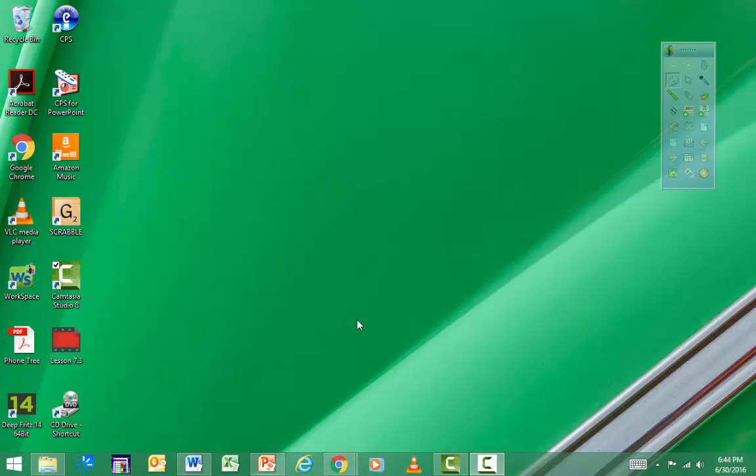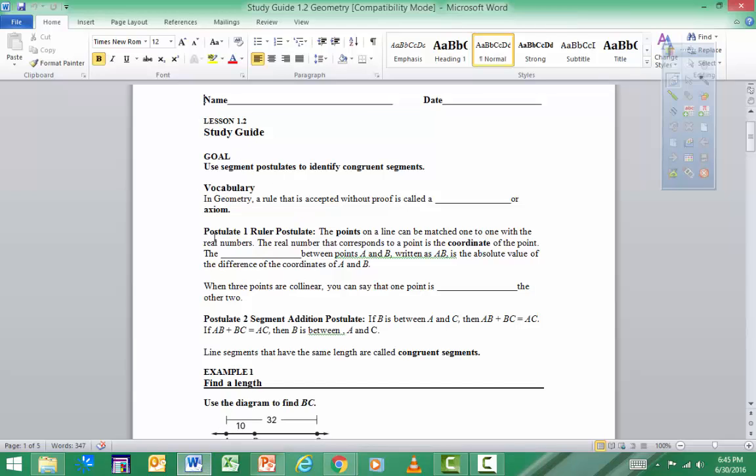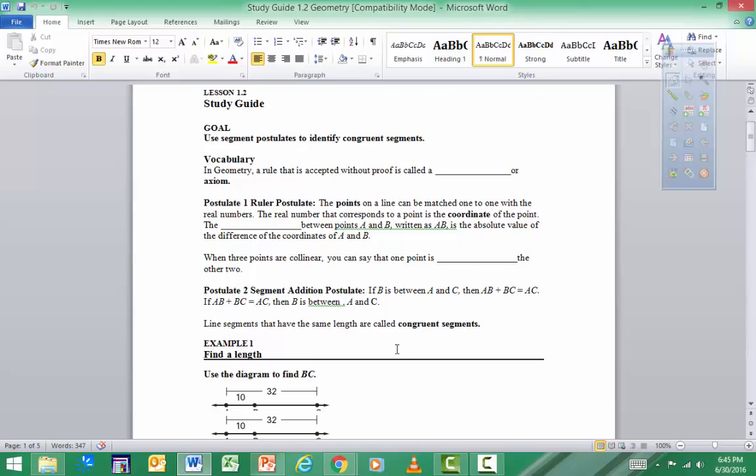Okay, today we're going to do lesson 1.2, and I promise you there's a lot less terminology in this section as compared to the first section, and I think you'll find this section very easy to do. And I just want to point out, here's your study guide you're going to be doing. Don't forget to check the vocabulary words.